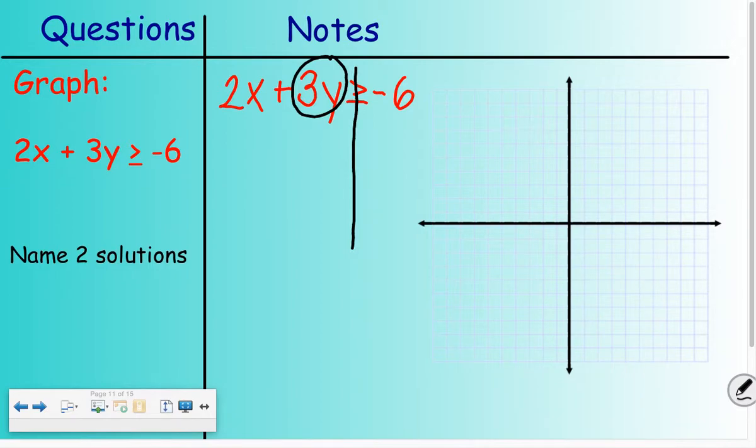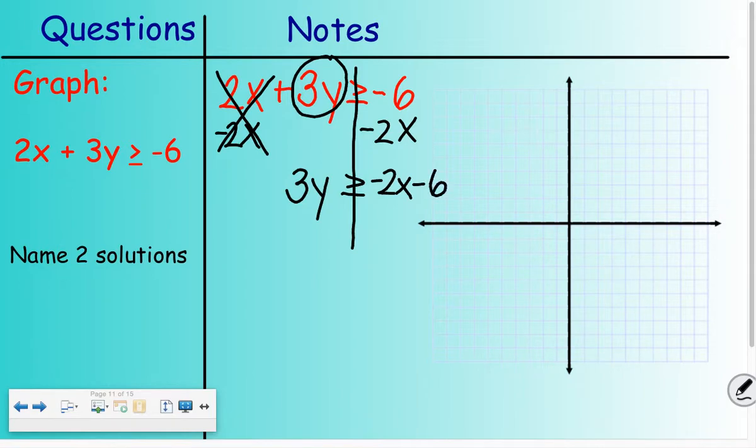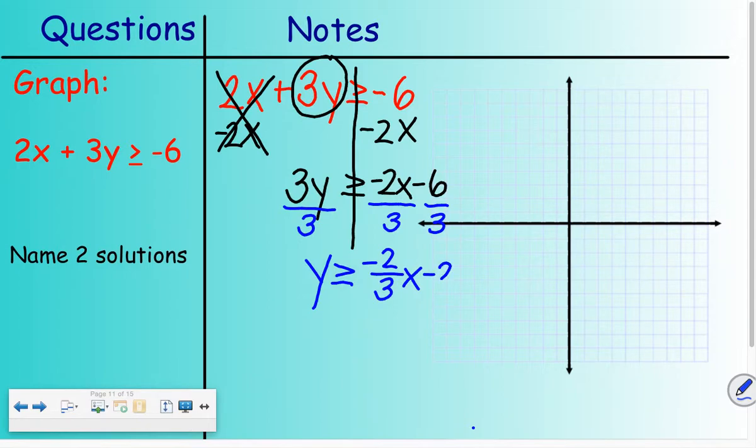So we're going to get rid of the 2x by subtracting 2x on both sides. Now remember to keep the negative 2x and the negative 6 separate because they are not like terms. Then to get y alone, we need to divide all three numbers by this 3. So we have y is greater than or equal to negative 2/3 x minus 2.